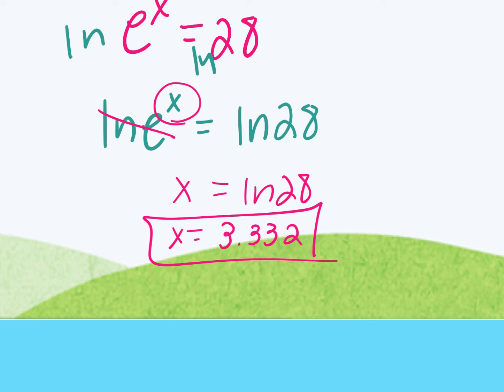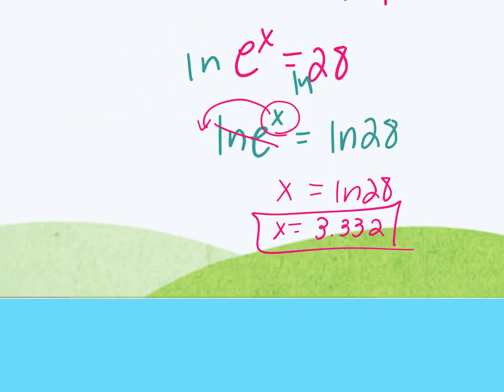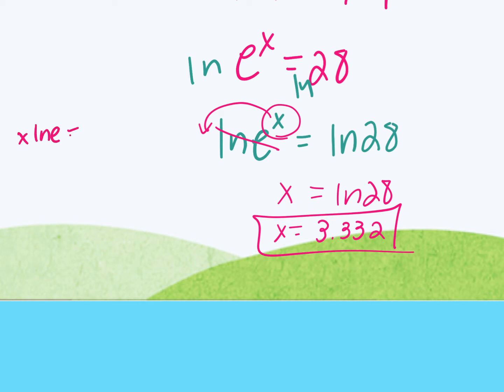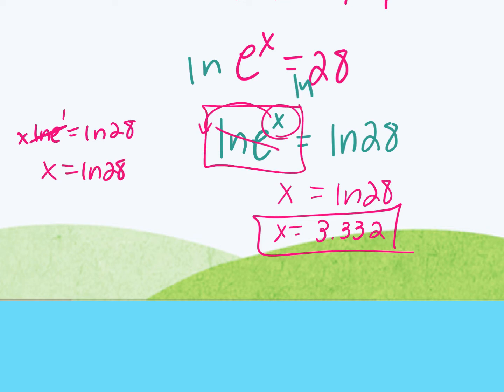So remember, ln of e cancels to give you the exponent. You can either push that to the front, and it would be x times ln of e equals ln of 28. This is 1, so I'd get x equals ln of 28. Or save yourself that work and realize as soon as you get ln of e to a power, you can cancel out what's there and keep just the exponent.